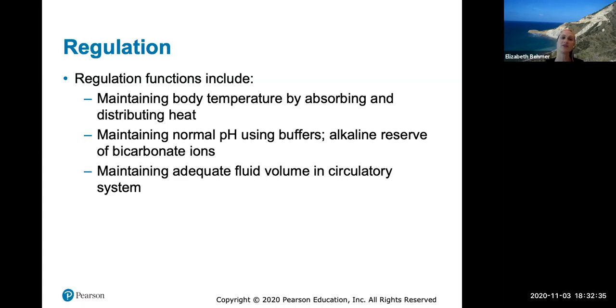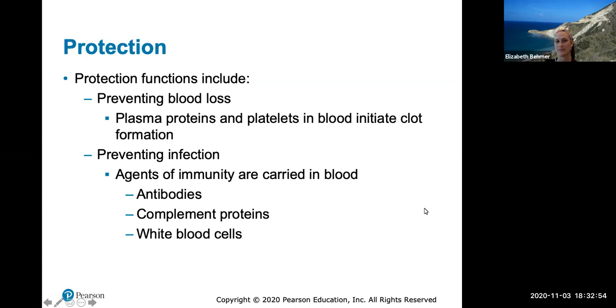Regulation, so your blood functions to maintain body temperature by absorbing heat and also distributing it. It maintains normal pH using buffers, which are just alkaline reserves of bicarbonate ions. And it also maintains adequate fluid volume to help with blood pressure in the circulatory system.